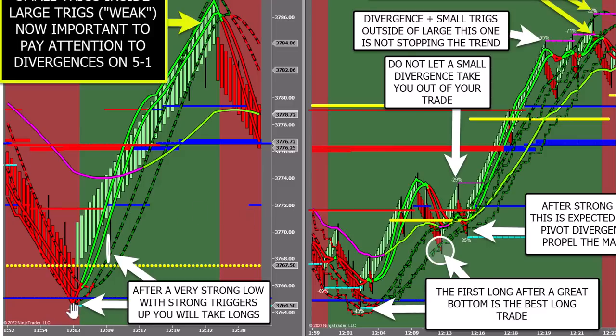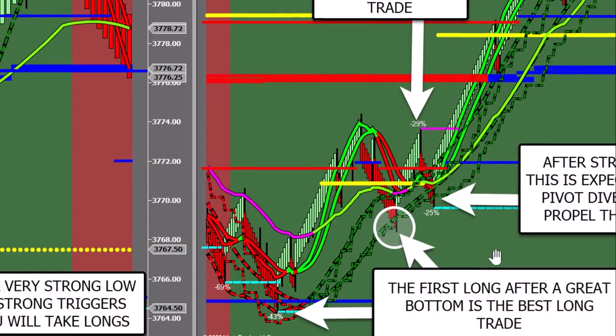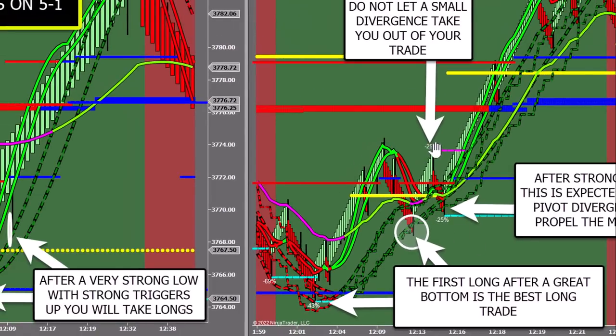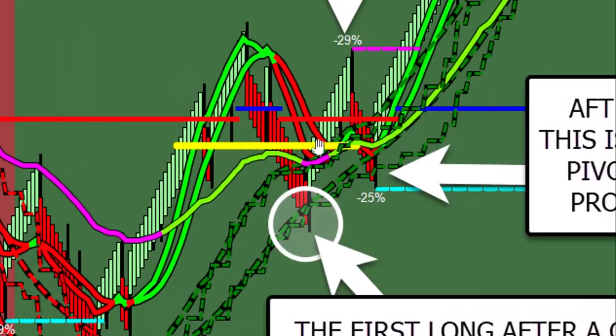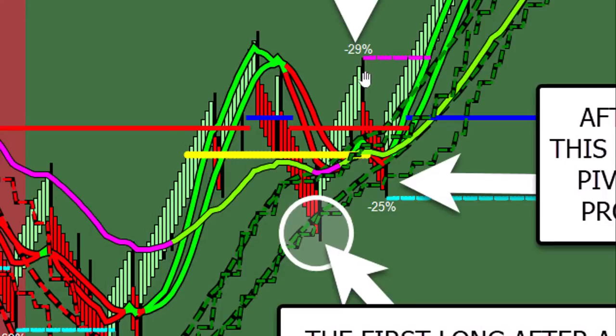So we have divergence and strong triggers, and we're going to do a trend trade long. And, again, this is one that typically will take most of our new traders out of their position. They'll be like, John, you said if the small triggers are inside of the large triggers, I have to get out with divergence.